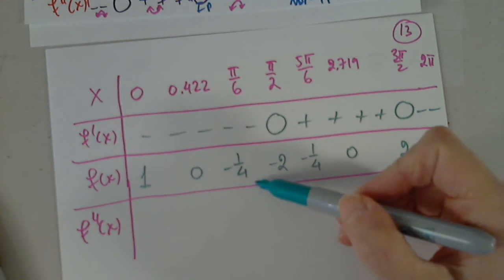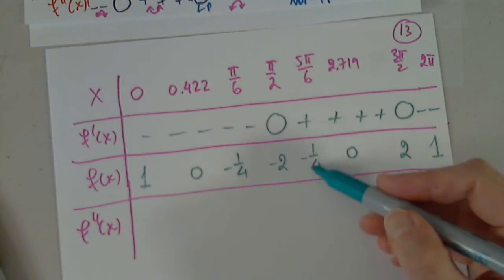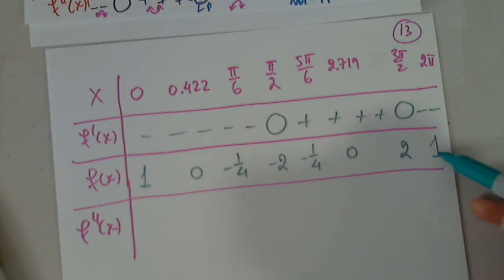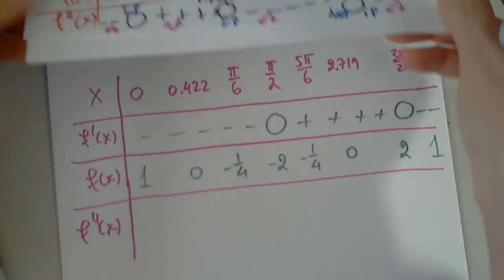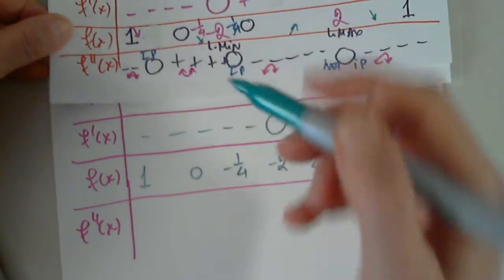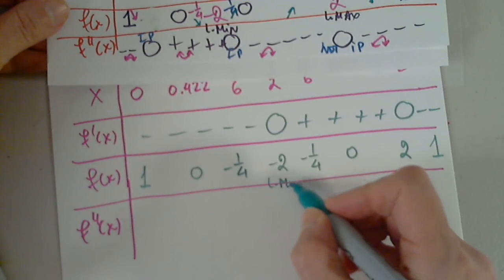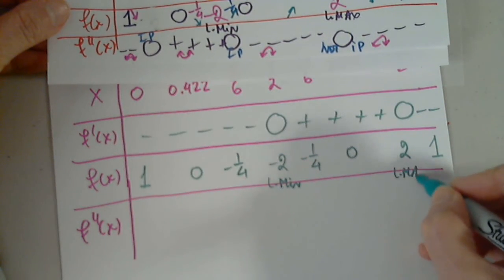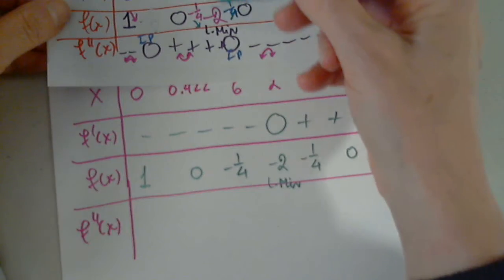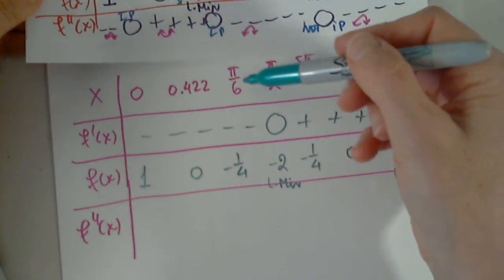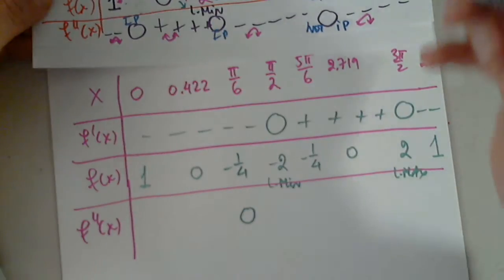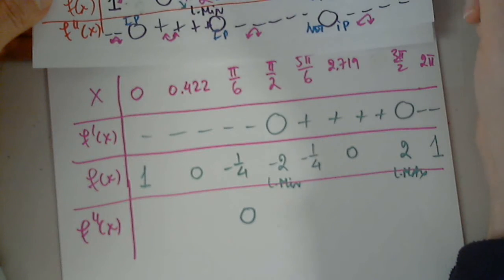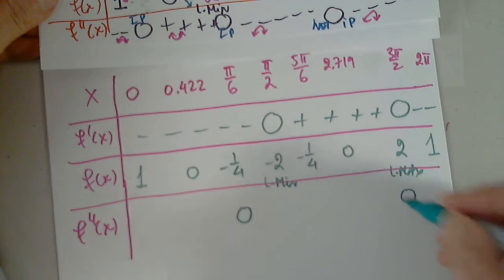So it's decreasing. Yes, that's correct. Increasing. Yes, that's correct. Okay, I'm okay now. It's the inflection point. So this is a local min, and this is a local max. The inflection point is at pi over 6. And the other inflection point is at 3 pi over 2.